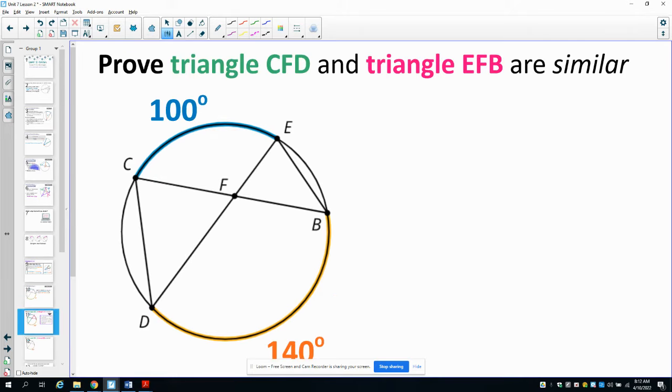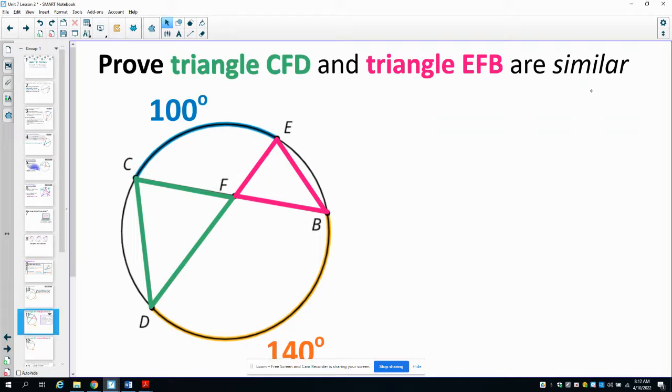Now we want to decide, can we prove that triangle CFD and triangle EFB are similar to each other? Okay, so here's triangle CFD, here's triangle EFB. Can we prove that they are similar to one another?